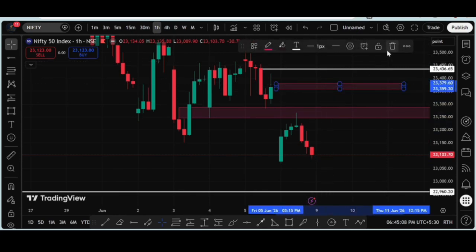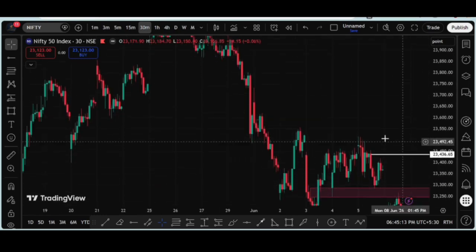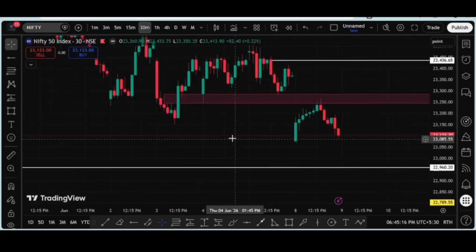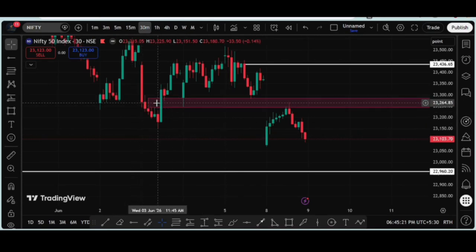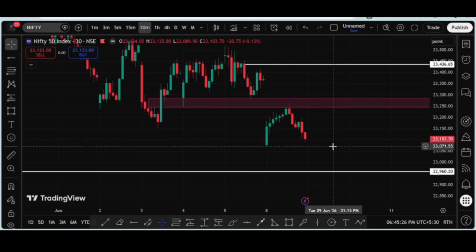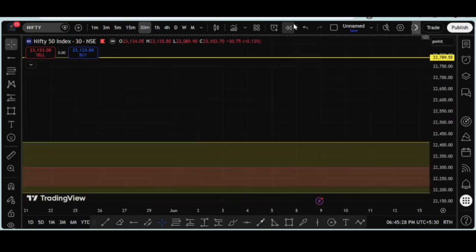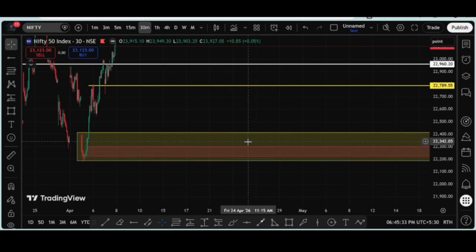And now let's check the 30 minutes time frame. So if you observe in 30 minutes, here also the same structure. The market just took a demand zone from this level and it is trading below this recent demand zone. And here if you observe in 30 minutes, this target can be reached in 1 week or 2 weeks in my view.